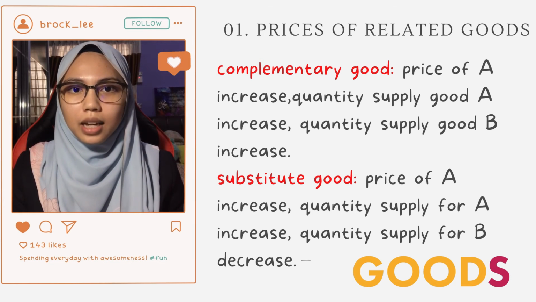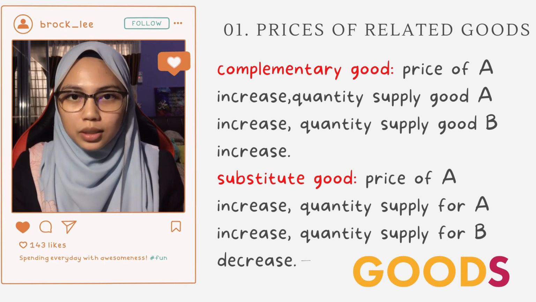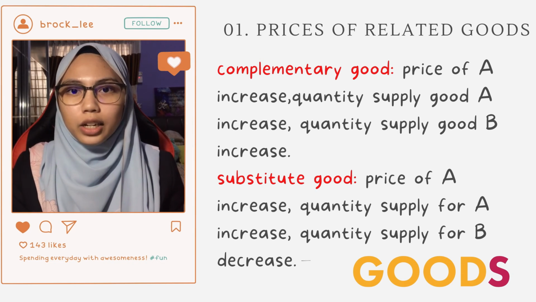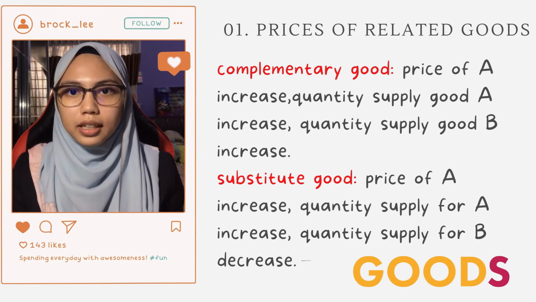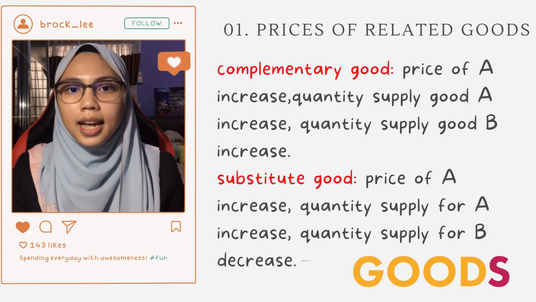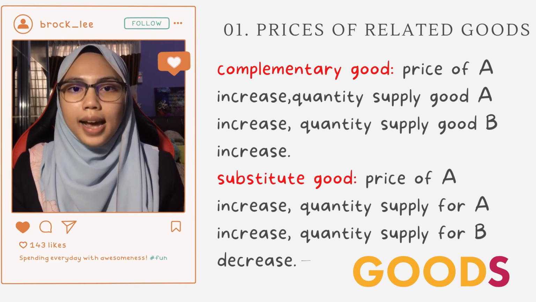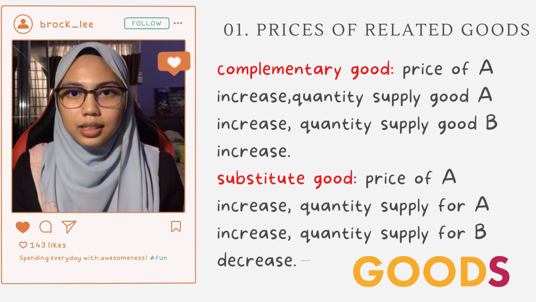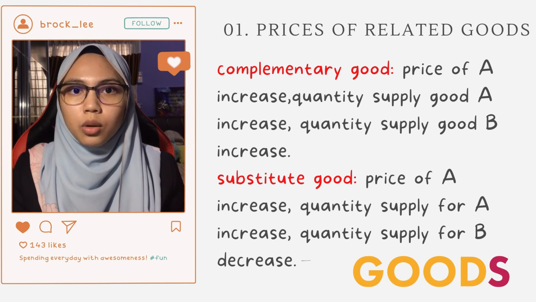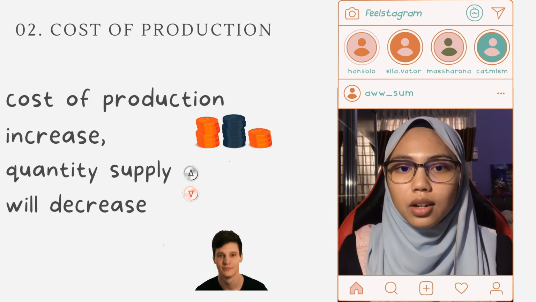Factors affecting supply. Number 1, price of related goods. When the price of good A increases, the quantity supplied of good A also increases, and the supply of good B increases, as they are complementary goods. For example, when the price of cars increases, the quantity supplied of petrol also increases. If they are substitute goods, when the price of good A increases, the quantity supplied also increases, but the quantity supplied of good B decreases. For example, when the price of chicken increases, the quantity supplied of chicken also increases, and the quantity supplied of beef decreases.